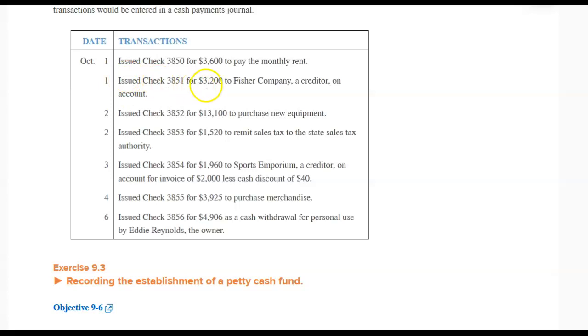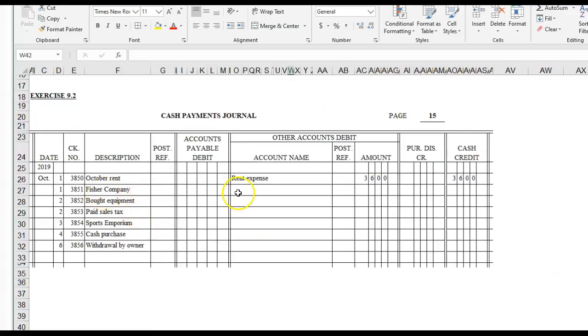issued a check for $3,200 to the Fisher Company, a creditor on account. So then we bought something from them. Don't know what, it doesn't matter. It's on account, which means we charged it to accounts payable. So that'll be 3,200.